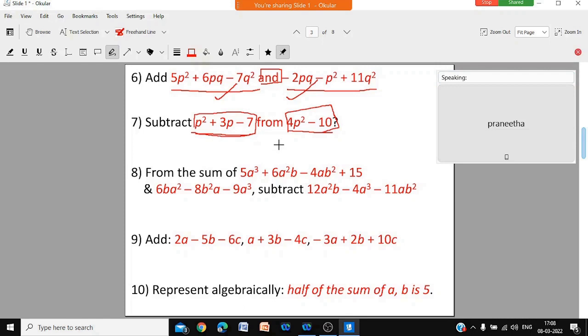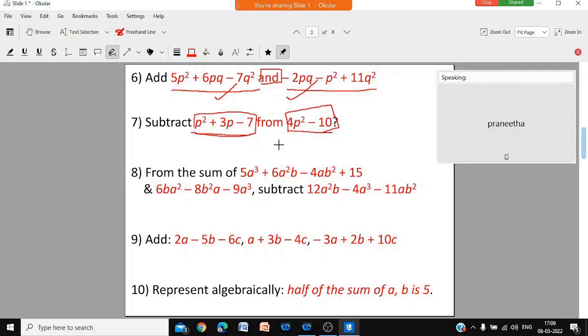Number 7. You can do the rough work anywhere, but only the final answer you will write. If you are doing rough work, either you can do it on another page or on the right side. You can draw a line and do the rough work, but in question number 7, you will write only the answer. Subtracting p square plus 3p minus 7 from 4p square minus 10. Finish, Betty? No, sir. Number 7, do it fast.